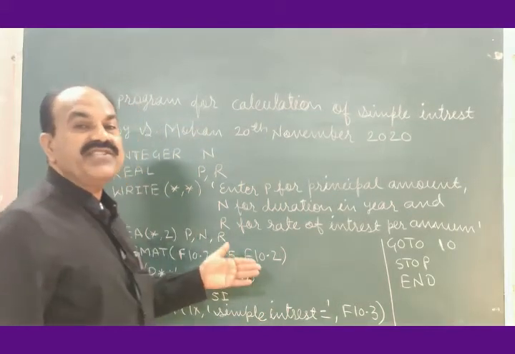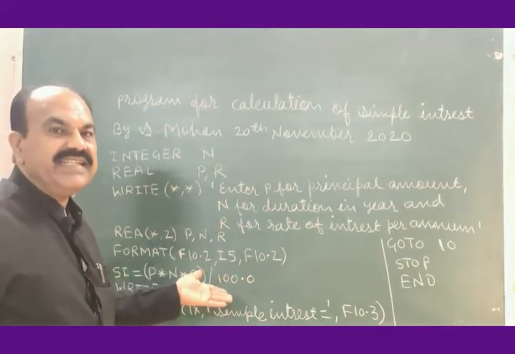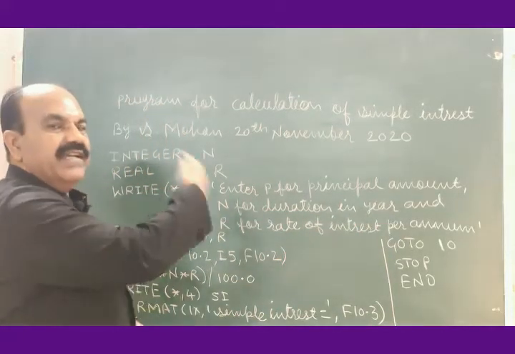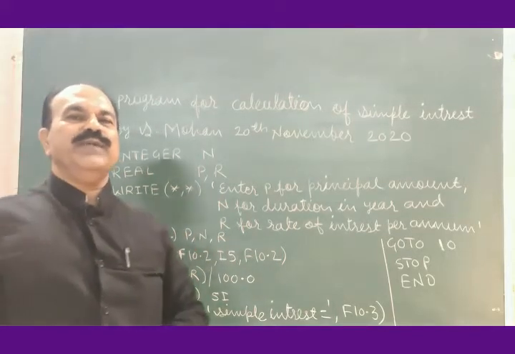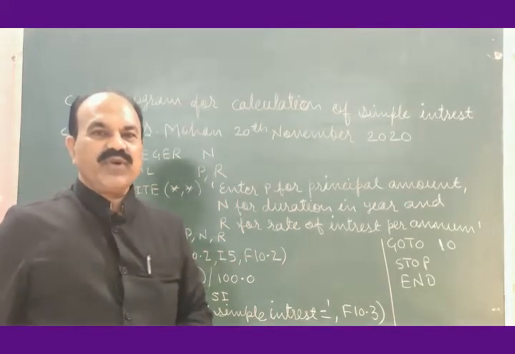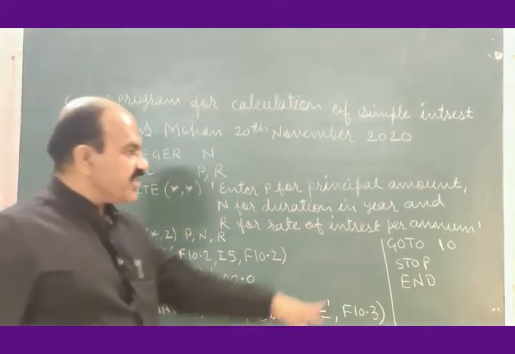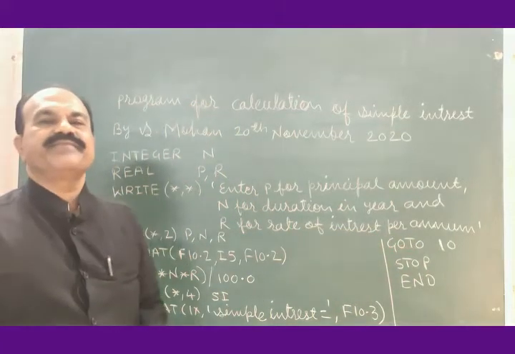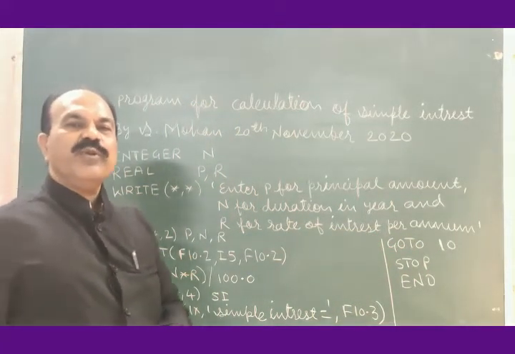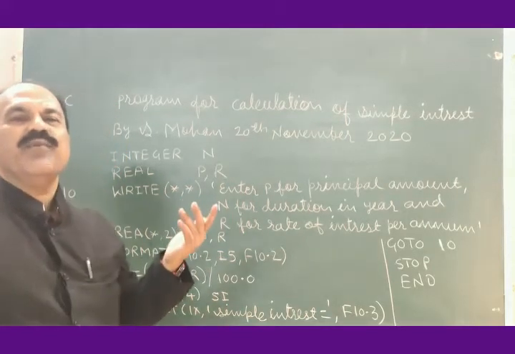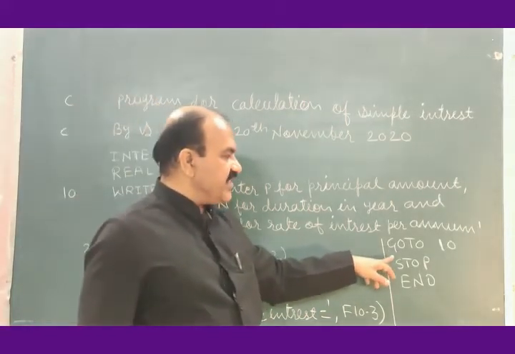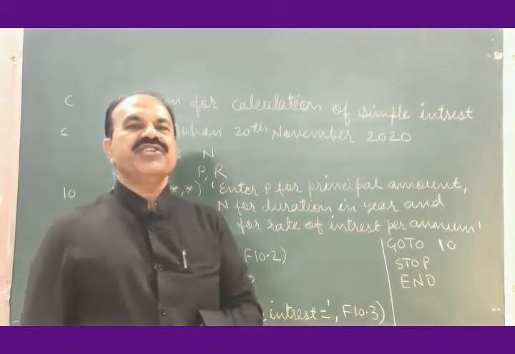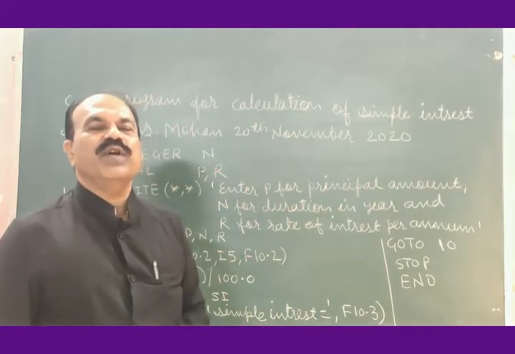An infinite loop is constructed by this go to 10 statement, and you cannot come out of the program, because as soon as you do all these things and come to the next statement, it asks the control to go back to 10. Only after a control break can you come out of the program. After this, stop and END, which are the termination statements for a Fortran program.